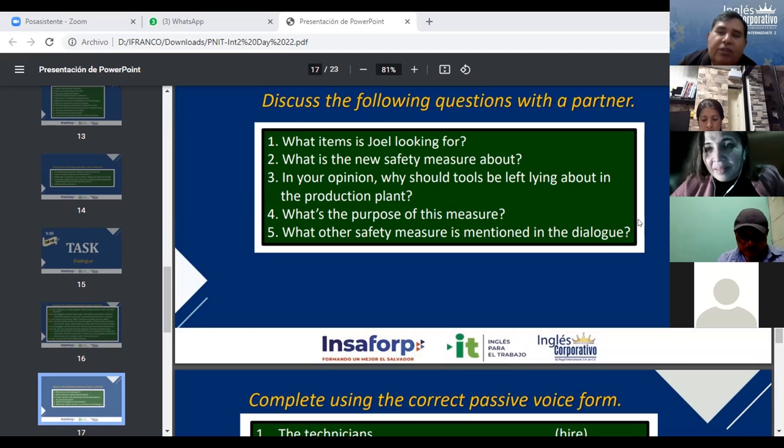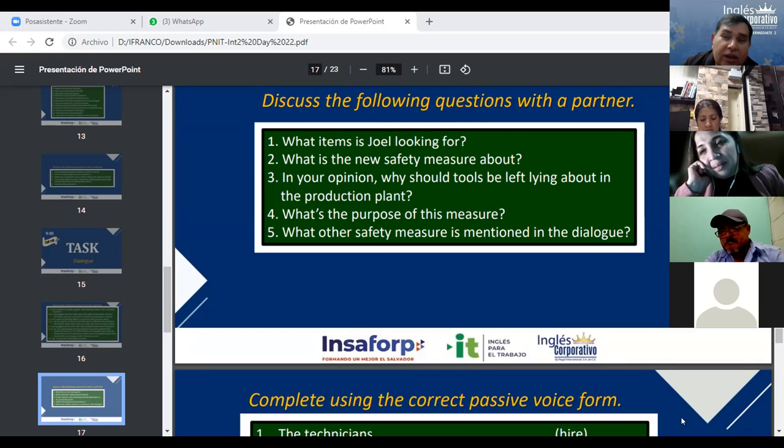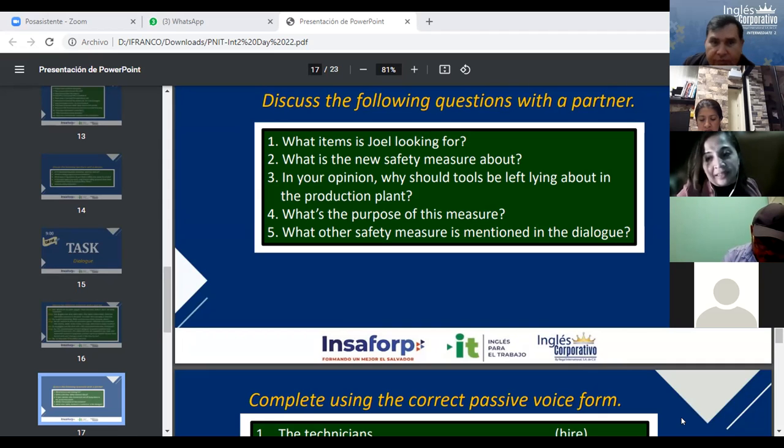When he says, what's the purpose of this measure? Is the measure related to the question number three? I imagine that the question has to do with the dialogue. And they are talking about the measure that is prohibited to leave tools scattered within. So I imagine that is the measure that the person is discussing. I think that it's related to number two mostly. What's the new safety measure about? And then what's the purpose of this measure?